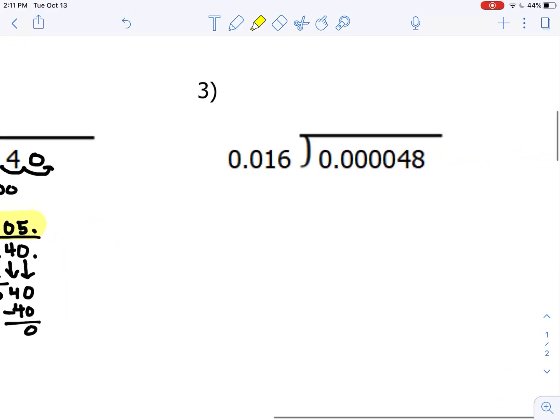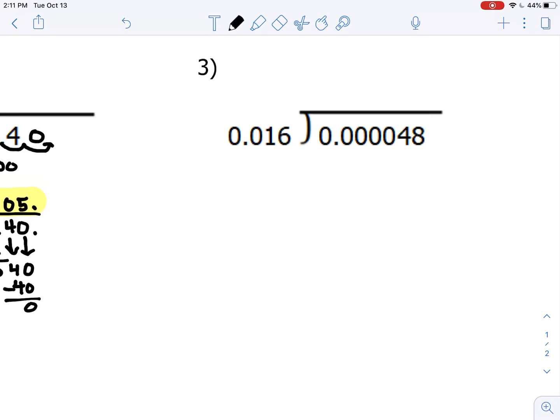Number 3. All right, lots of decimals here. We want to move the decimal point in the divisor 3 spaces, or in other words, we're multiplying it by 1,000. We're going to do the same thing in the dividend, move it over 3 places, or multiply it by 1,000. It has to be multiplied by the same factor, or the decimal point has to be moved the same number of places.